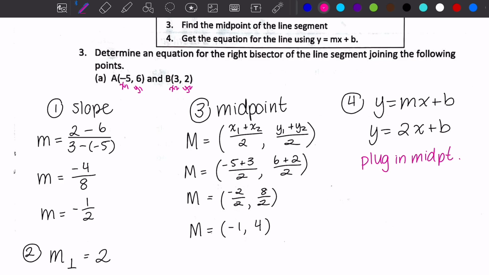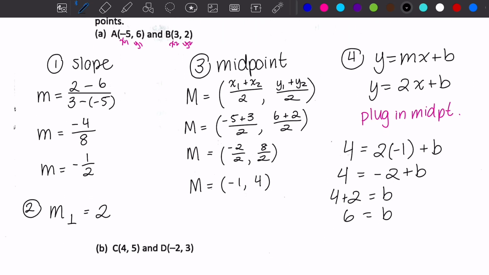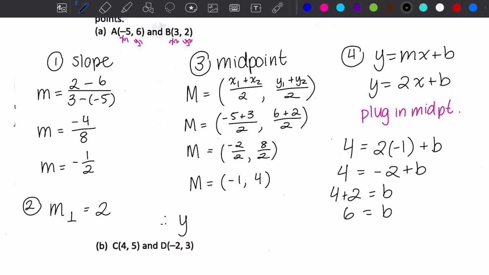If it's not a right bisector and it's any line going through it, you could use A or B. Right? My y value is 4, and my x value is negative 1. So this is really 4 is equal to negative 2 plus b. I just want b by itself, so the 2 is coming over. So 4 plus 2, or 6. Therefore, the equation of your right bisector is going to be y equals 2x plus 6. And we can box it.